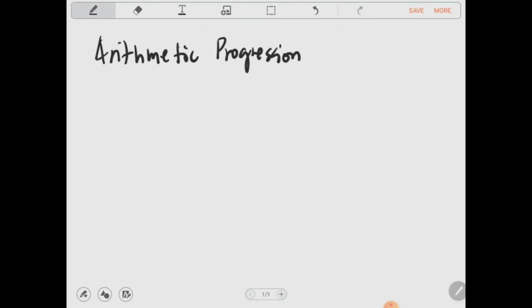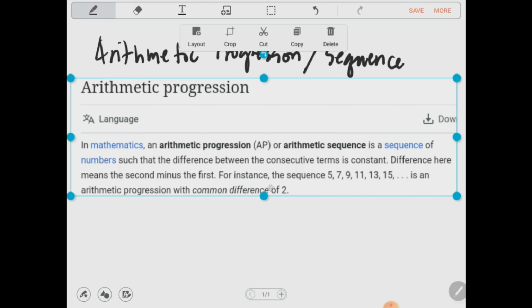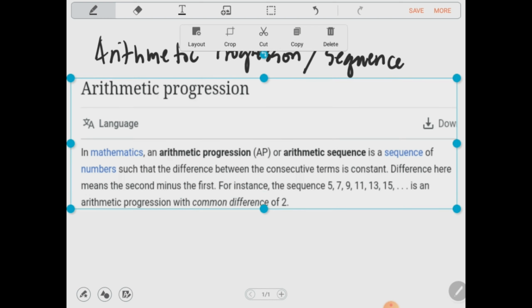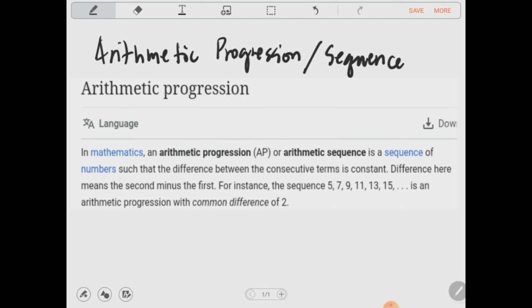Good day everyone. For today's lesson, we're gonna talk about arithmetic progression or arithmetic sequence. So let's start. Let me give you first the definition of arithmetic progression or arithmetic sequence.